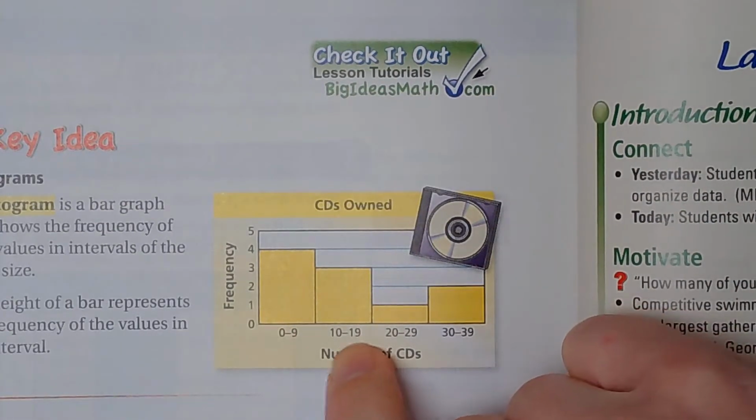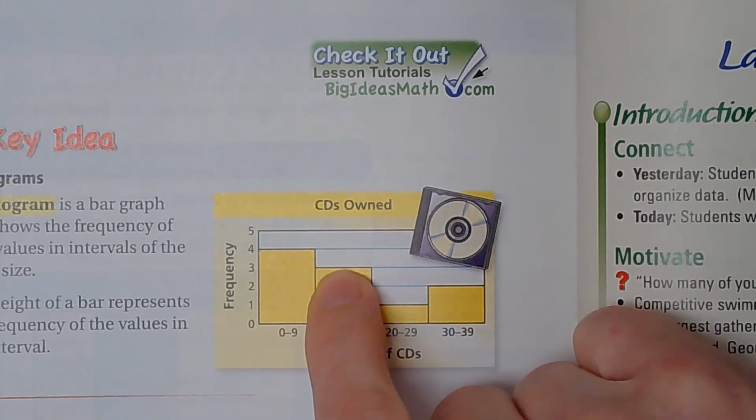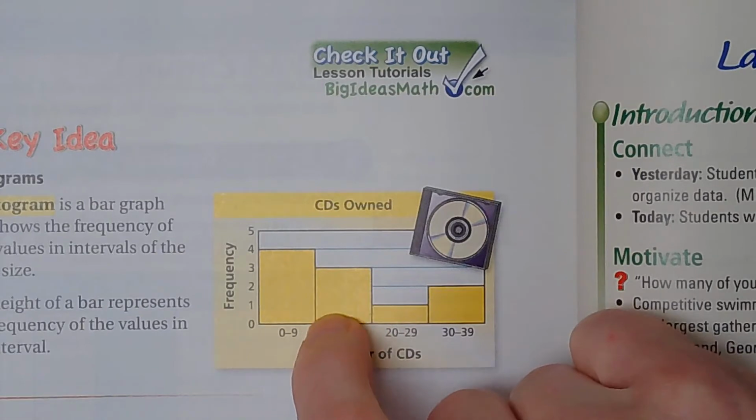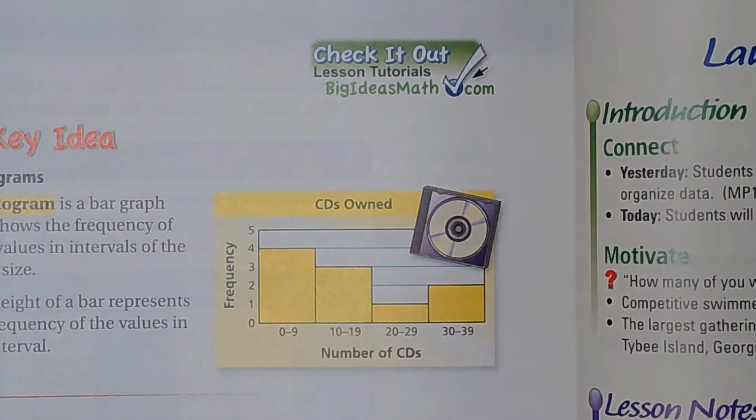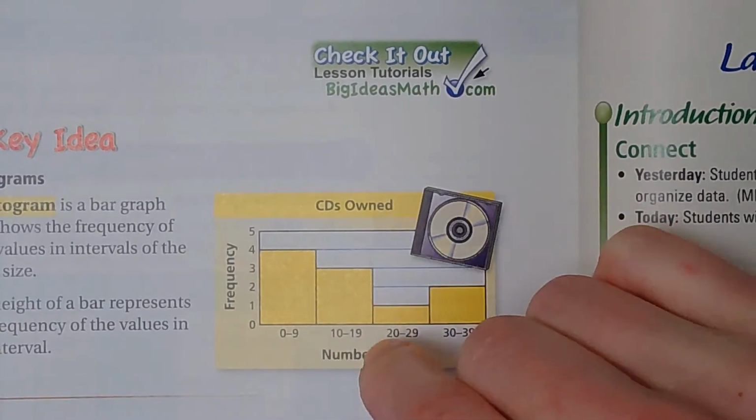Same thing here. These people have 10 to 19 CDs, and that would be with 3. So 3 people have 10 to 19 CDs. Once again, they could have 10, they could have 19. There could be one person with 10, one person with 12, and then another person with 19. It's all spread out, but we just need to know how many.